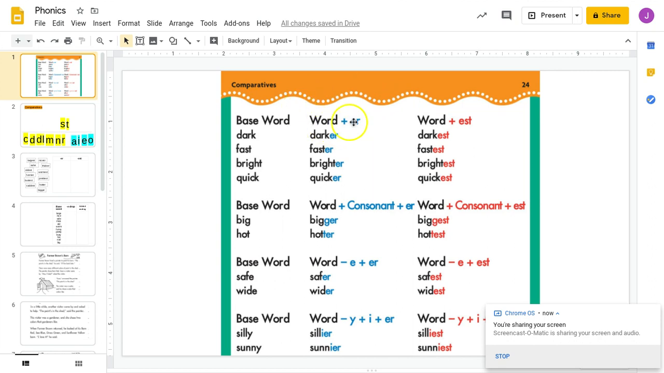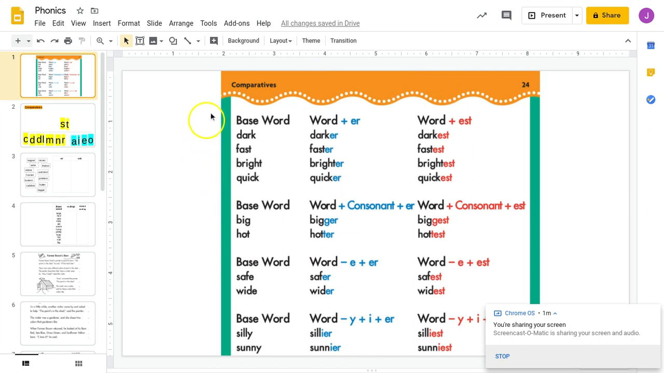So the ER ending typically is used when you're comparing two objects or things. The EST ending is typically used when you're comparing more than two. Now, that's not always the case. If I said, I don't know, the car was darker than the rest, that would be appropriate. But typically, an ER ending is used when comparing two.